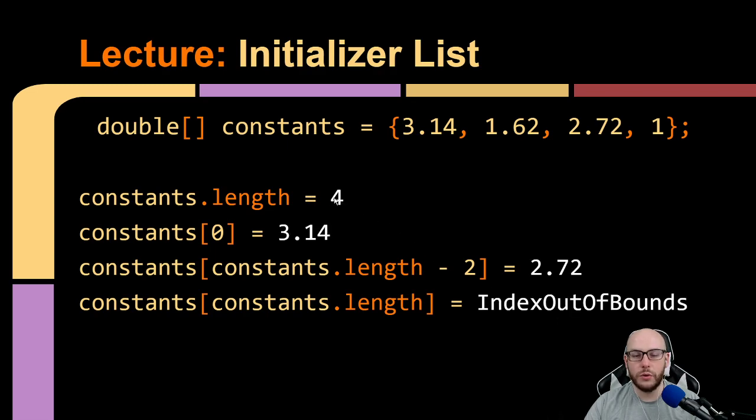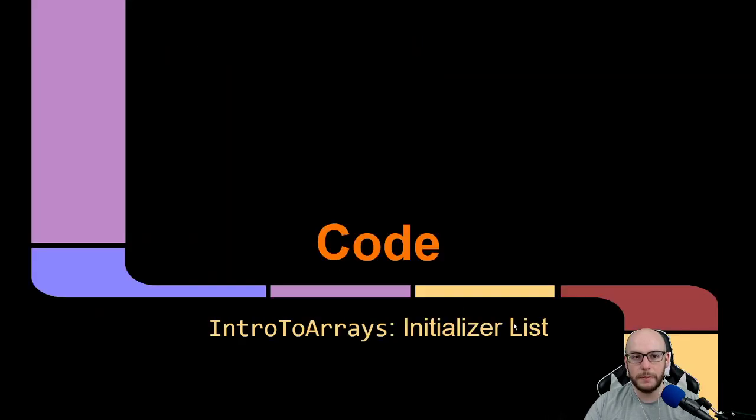Okay, our length is 4. The element at 0 is 3.14, the very first one. Right? Length minus 2. Well, our length is 4, so minus 2. I'm trying to get constants at index 2. 0, 1, 2, 2.72. And constants.length is out of bounds. Because our indices start at 0, trying to access an element at length would be out of bounds. Specifically an array index out of bounds because we're going out of bounds in the array.